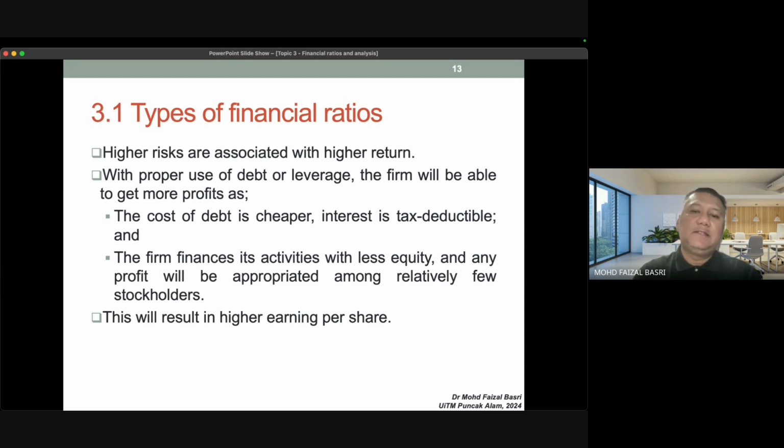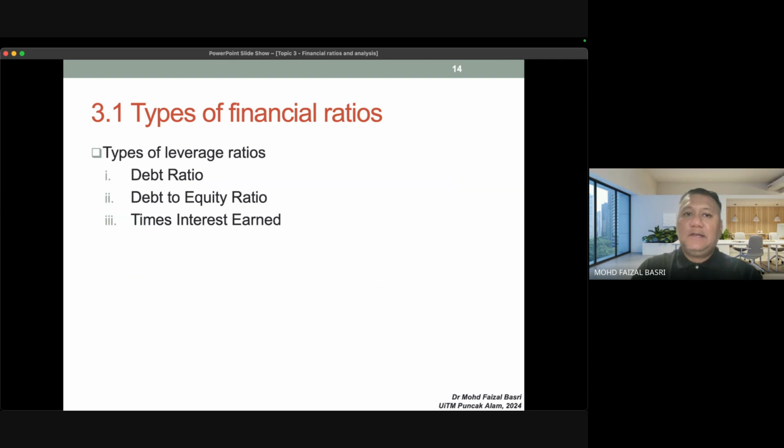So earning per share ni nanti kita tengok dalam ratio yang terakhir, kategori yang kelima tu, market ratio. One of the ratios is called earning per share. So untuk that to see the financial leverage, okay, financial leverage ratios, kita ada 3 ratio lagi. Okay, remember in the first category we have 2 ratios juga. Now we have another 3 ratios. We have what we call the debt ratio, debt to equity ratio, and lastly times interest earned.